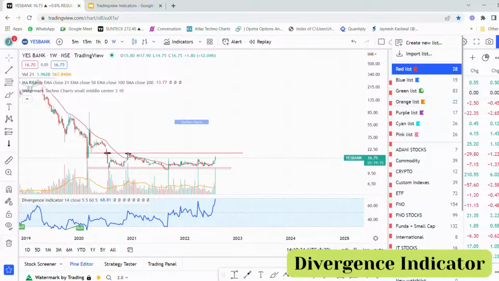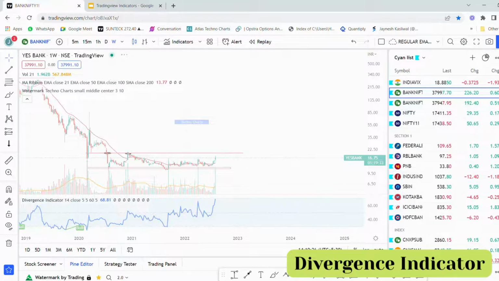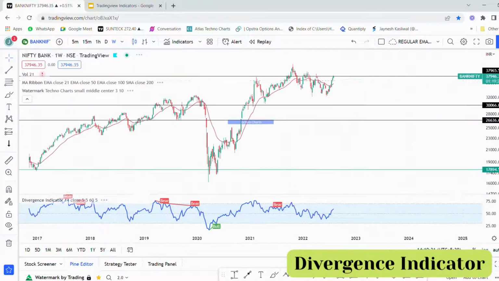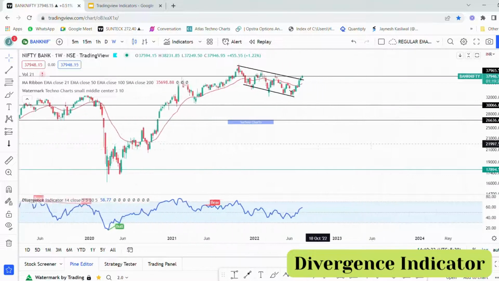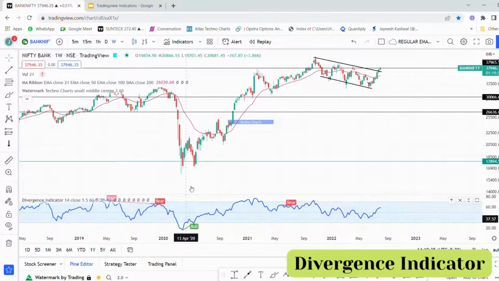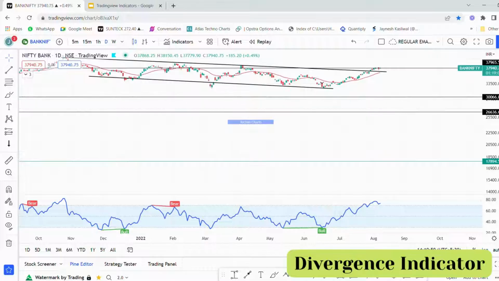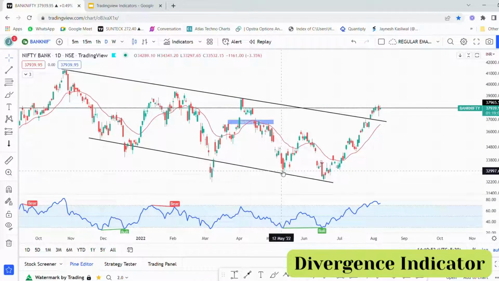So let's take an example of Bank Nifty again. Here you see that it was a bullish divergence, and after that the market rallied. Also here you see that there was a bearish divergence, and after that the market fell down. We are looking at the daily time frame right now. Here you see, after the bullish divergence, how the market rallied.